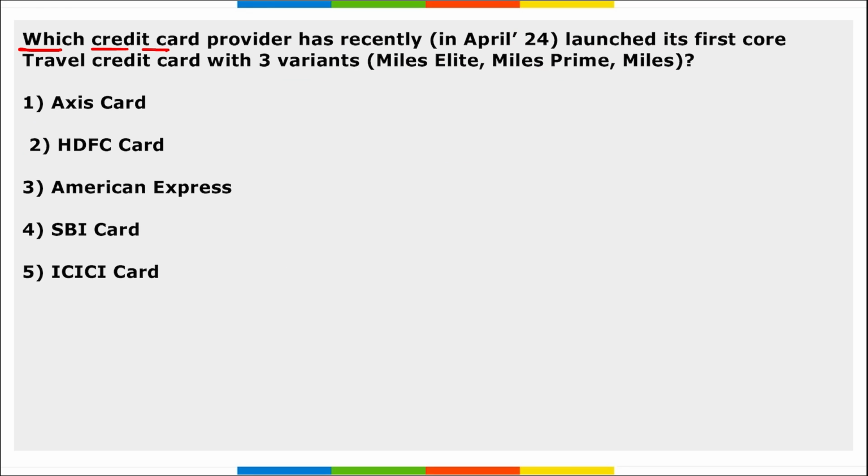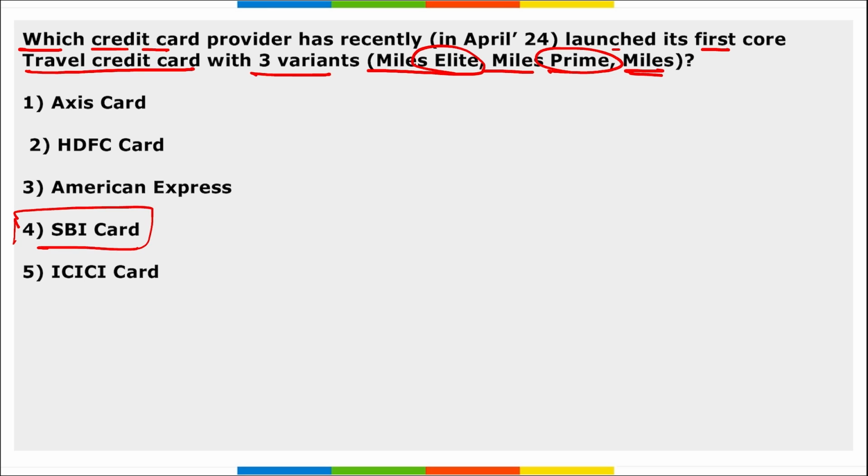Next, which credit card provider has recently launched the first core travel credit card with 3 variants, that is Miles Elite, Miles Prime and only Miles? It is SBI Card, right? SBI Card and Payment Services Limited, they have introduced the first travel-focused credit card, SBI Card Miles Elite, SBI Card Miles Prime and SBI Card Miles. And this is basically for the travelers.